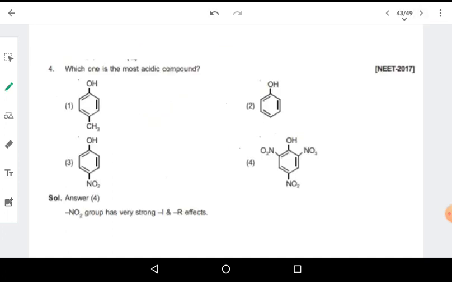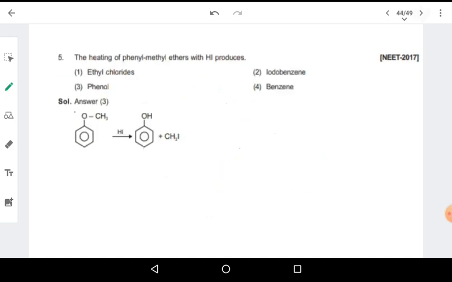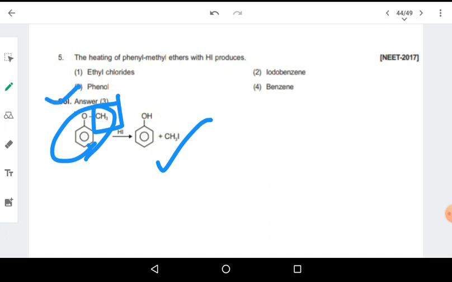Now let us talk about this question. Which of the following is the most acidic compound? It should be option number 4. Heating of phenyl methyl ether: phenyl methyl ether means this is the compound. So what happens is that this group is going to go with I. So this is the product that we are getting, and the answer should be phenol.